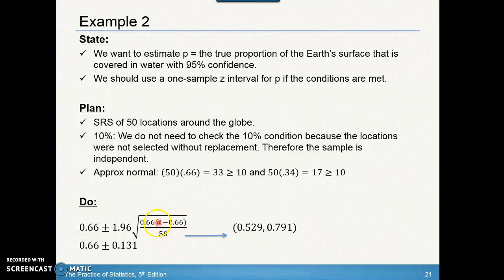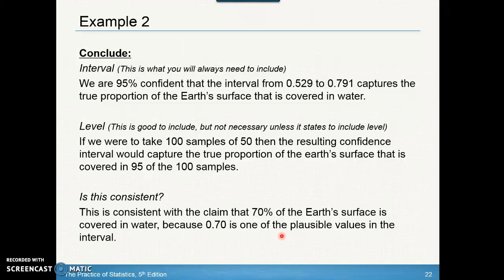0.66 times 1 minus 0.66, notice this is your p hat, divided by the sample size, take the square root. This whole thing is your margin of error. Remember, this is your standard error because it's the standard deviation of the statistic. And here's your confidence interval. All right, so let's take a look at the interpretation, the conclusion. This is what you will always need to include every single time, is the interval. So we're 95% confident that the interval from 0.529 to 0.791 captures the true proportion, notice the words true proportion, of the Earth's surface that's covered in water.